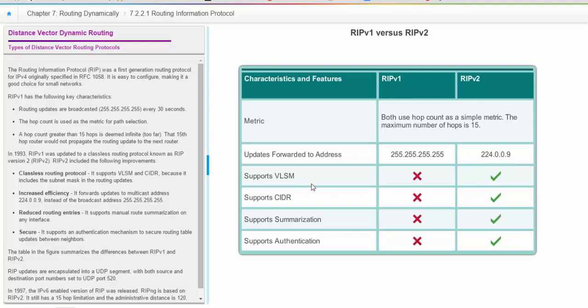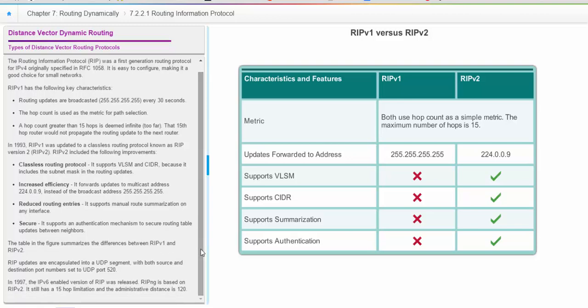RIP v1 does not support VLSM, CIDR, summarization, or authentication. However, RIP v2 will support these, because RIP v2, remember, does go with classless. RIP updates are encapsulated into a UDP segment with both source and destination port numbers set to UDP port 520. And remember, it does have a 15 hop limitation. It also has an administrative distance of 120.